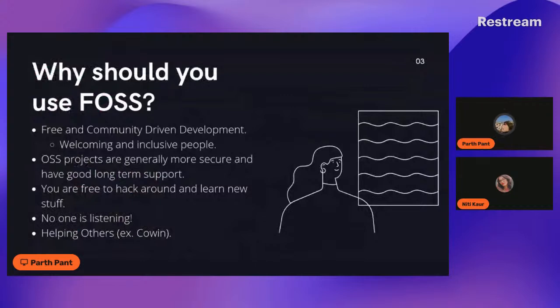So moving on, why should you use free and open source software? There's a very common reason for that, and that is it's free. But there's a lot more to it. When you use open source software, you can be satisfied that no one is tracking you. It is very safe.